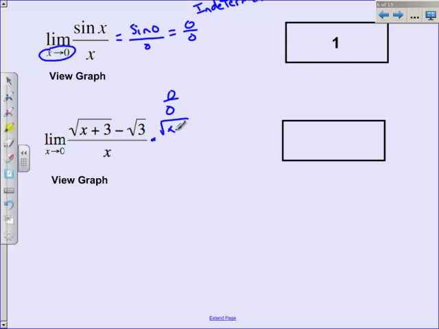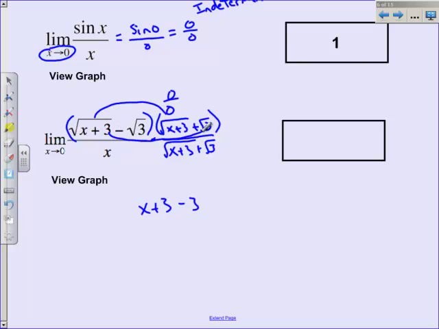So I can multiply the top and bottom by the square root of x plus 3 plus the square root of 3, divided by the square root of x plus 3 plus the square root of 3. So I've multiplied the top and bottom by the conjugate. So let's see what happens algebraically. I've got here like an a minus b times a plus b. So if I FOIL all this out, I'm going to get x plus 3 minus 3. And you can check that yourself if you do all of that foiling. That times that, that times that, that times that, and that times that.